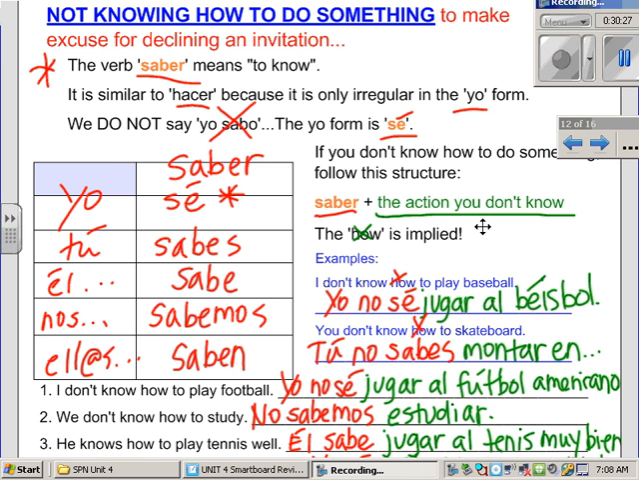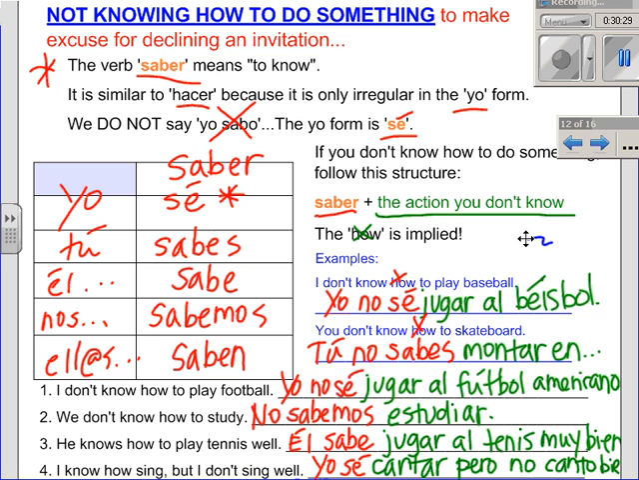So for these sentences, we see we've got 4 different examples. I don't know how to play football. Yo no sé jugar al fútbol americano. We don't know how to study. No sabemos estudiar. He knows how to play tennis well. Él sabe jugar al tenis muy bien. And I know how to sing, but I don't sing well. Yo sé cantar, pero no canto bien.